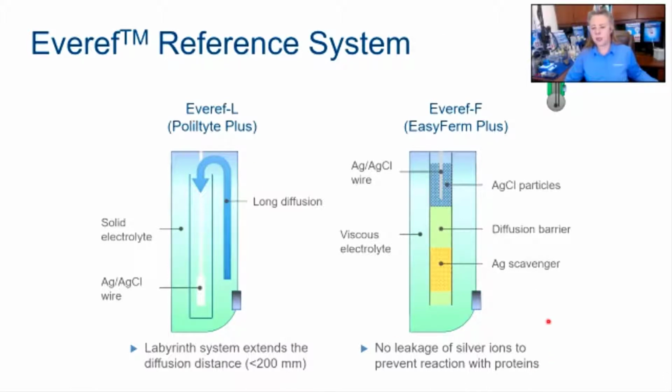In the EverF, or the EasyFirm Plus, which is our primary process probe used in biologics, we have the ceramic junction here, and we have a thickened viscous electrolyte here, just like a potassium chloride electrolyte. The process has to enter through the first junction, go down, go through a second junction. There's a lot of things going on in this. There's a diffusion barrier that traps proteins. Then there's a silver scavenger just in case. Then there's a second diffusion barrier, and then behind all of that is your silver chloride. So it's very difficult to actually get penetration of your process up into and contaminate.